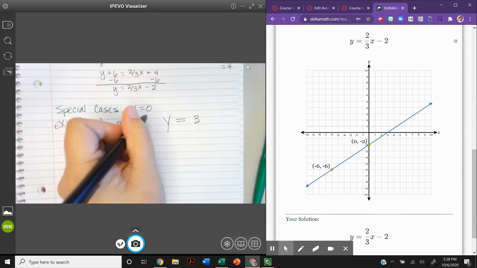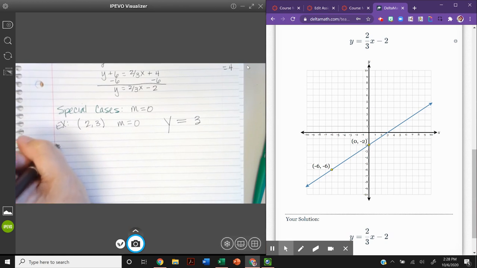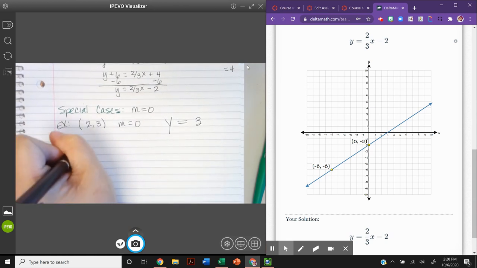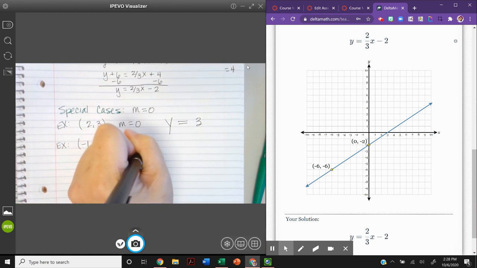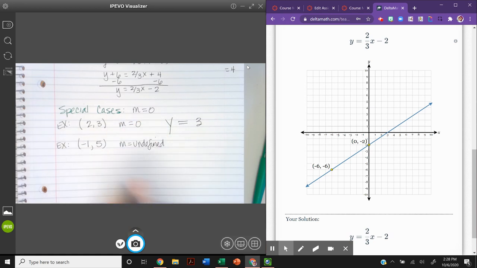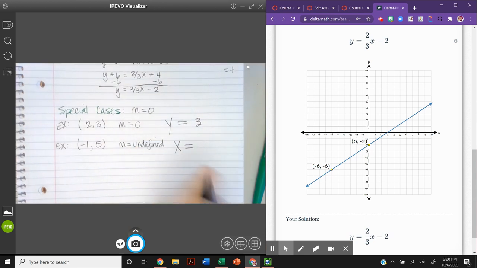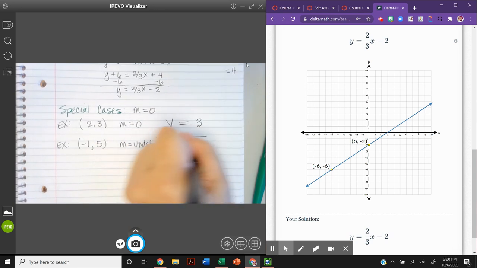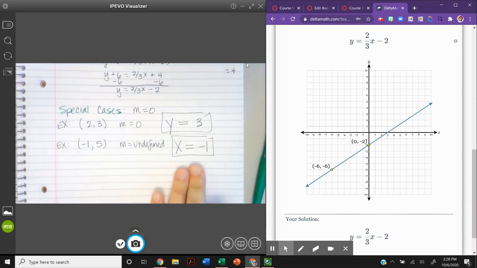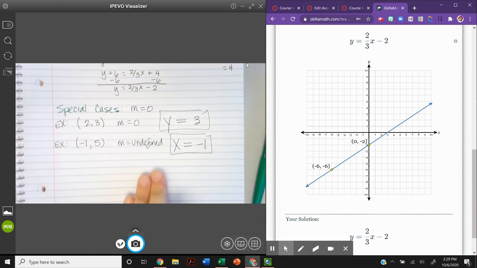Your next special case. Let's say I've got the point -1 comma 5, but this time my slope is undefined. Again, it does not matter. Your equation is x equals. You go to your point and you pick out the x value. The x value is right here. The equation of your line is x equals that value. That's it. Those are your special cases.